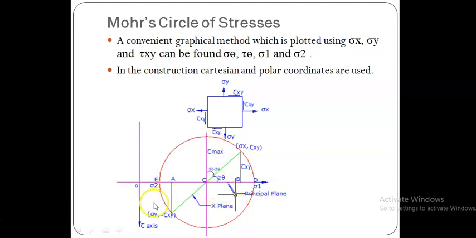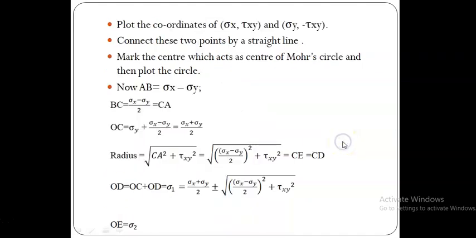Maximum shear stress and R can also be easily determined, that is the radius of the Mohr circle, which is equal to tau max. That one is by knowing sigma 1 and sigma 2. Therefore sigma 1 minus sigma 2 by 2 becomes the radius of the Mohr circle. Okay, like that we can verify and check it.